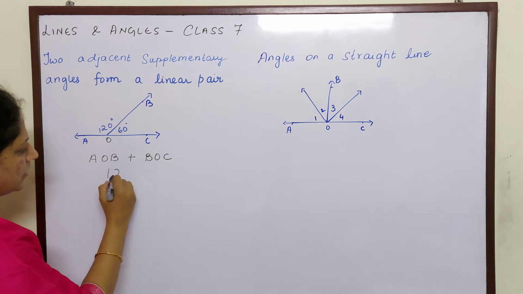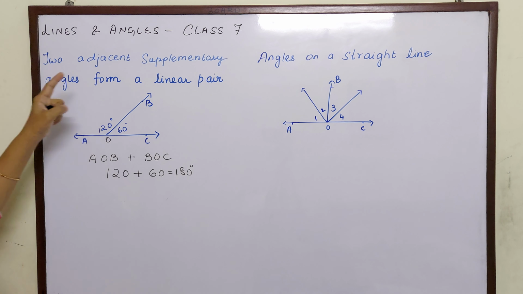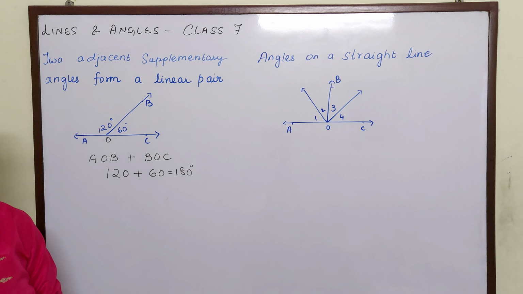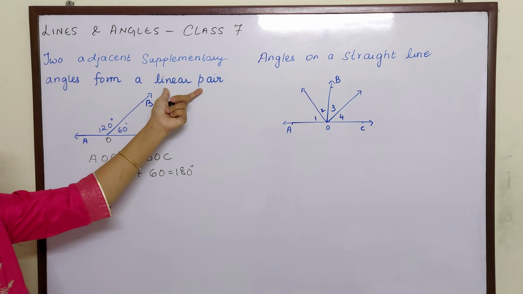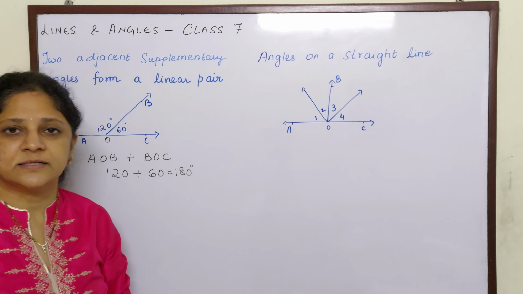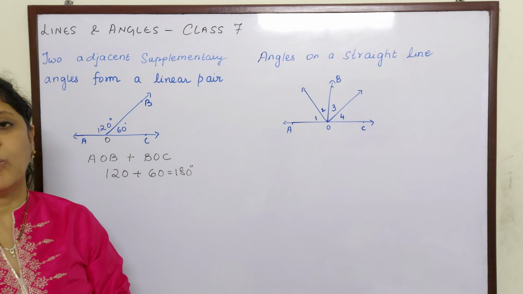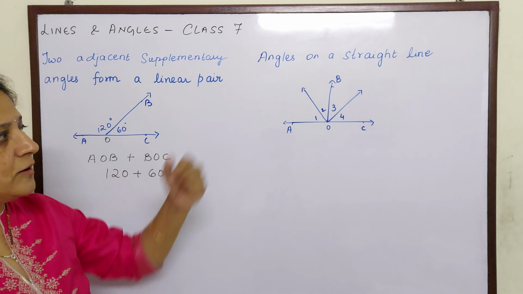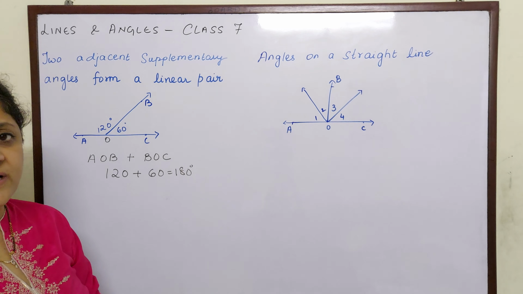So we can say that adjacent supplementary angles always form a linear pair. So if I say supplementary angles, it is 180. If I say it is linear pair, it is 180. So always remember children, linear pair and supplementary angles always sum up to 180 degree. Now let us go to the next, angles on a straight line.